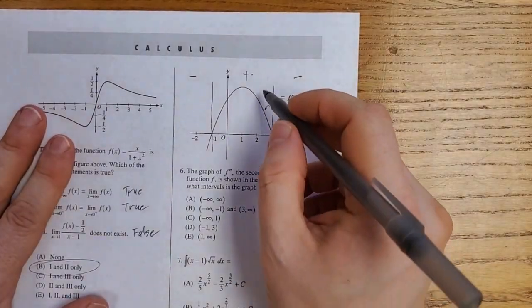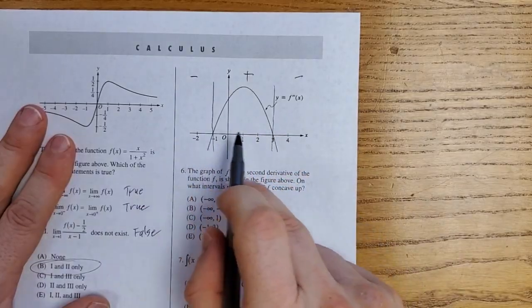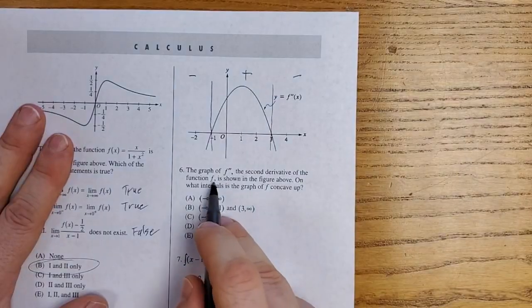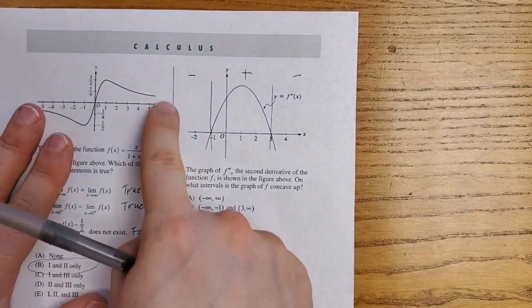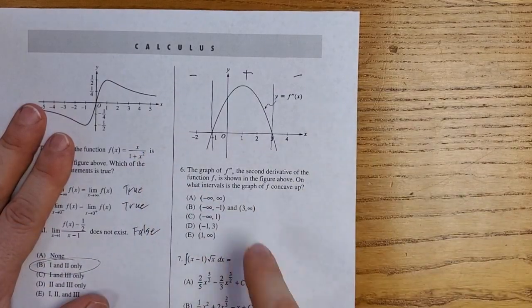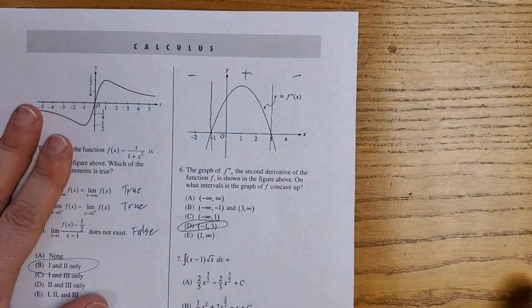So with the positive second derivative here, that interval from -1 to 3 is where that original graph is going to be concave up with the increasing slope as it goes along. So the answer is D.